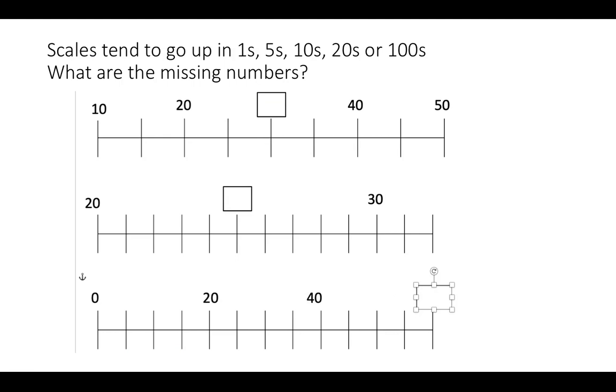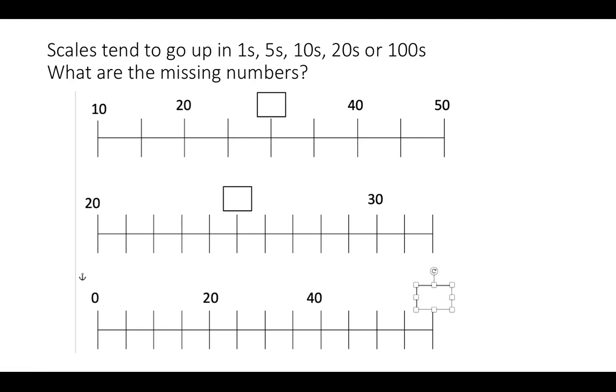Scales tend to go up in really easy numbers to count in, so 1s, 5s, 10s, 20s or 100s. They tend not to go up in 3s or 4s or 6s. So if you're not sure what the scale is going up in, just try counting in 1s. If that doesn't work, try 5s, 10s, 20s or 100s and see which one it's likely to be.